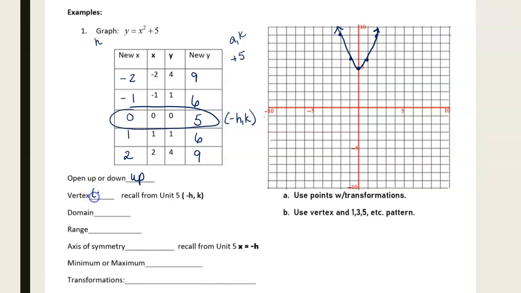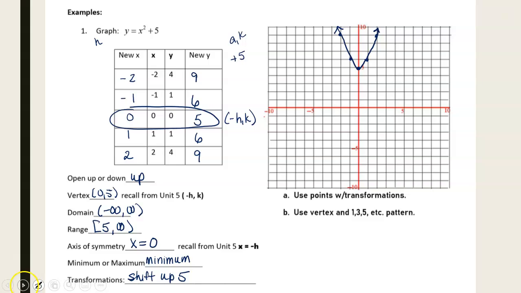The vertex is 0, 5. The domain, as always, is -infinity to infinity. The range is lowest to highest, so its lowest is 5 to infinity. The axis of symmetry is x equals the opposite of h, so it's 0 here, x equals 0. It's got a low point, so this is a minimum. And transformations, there was just a k, so this is a shift up 5.